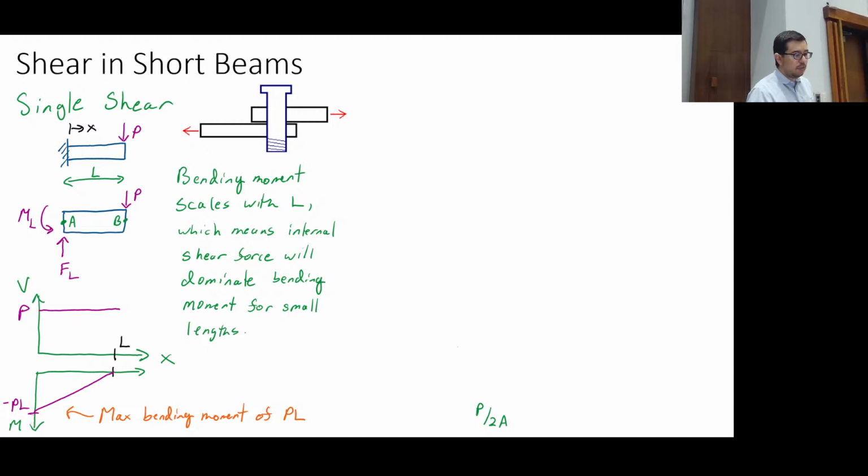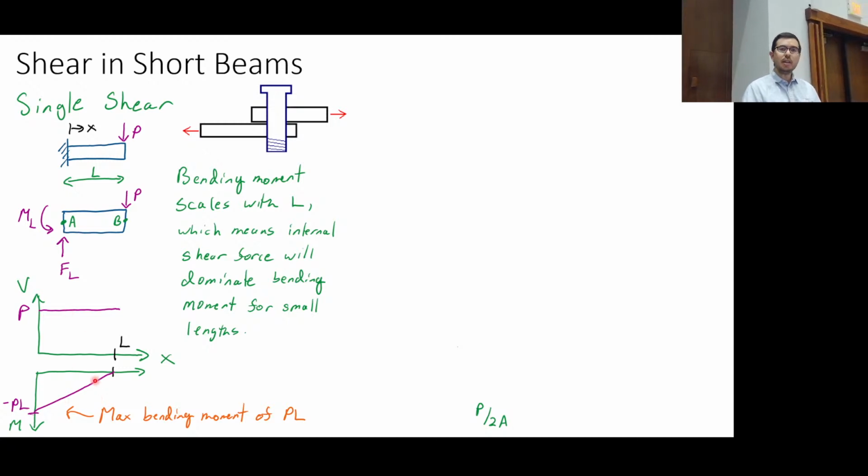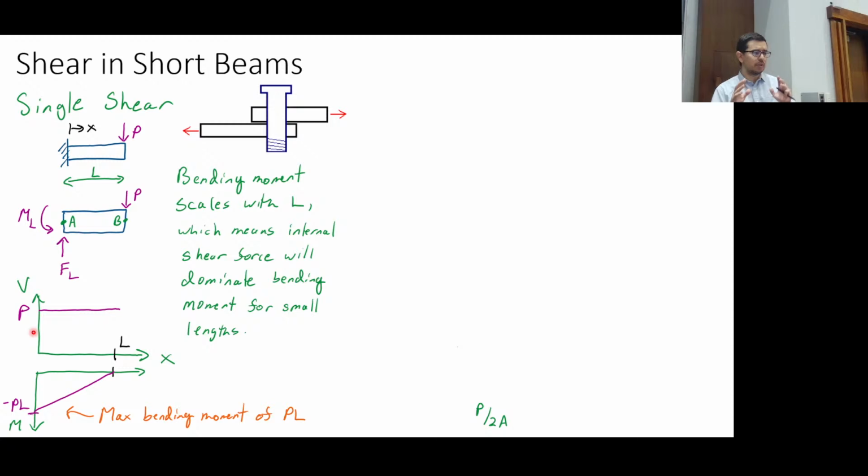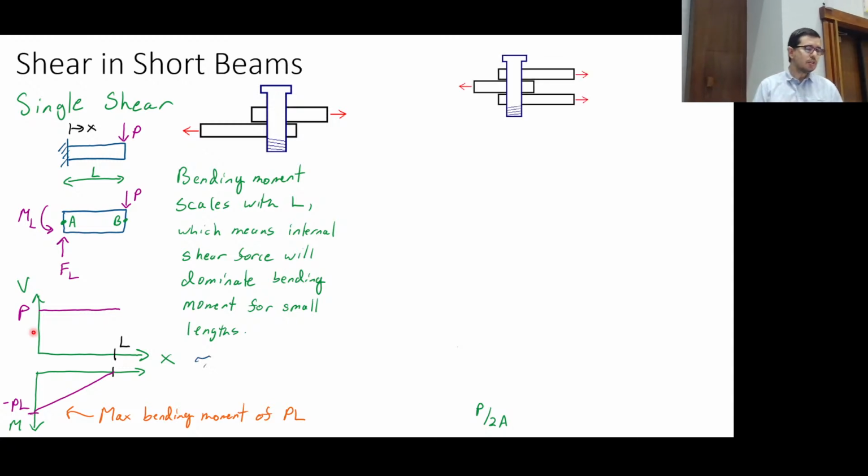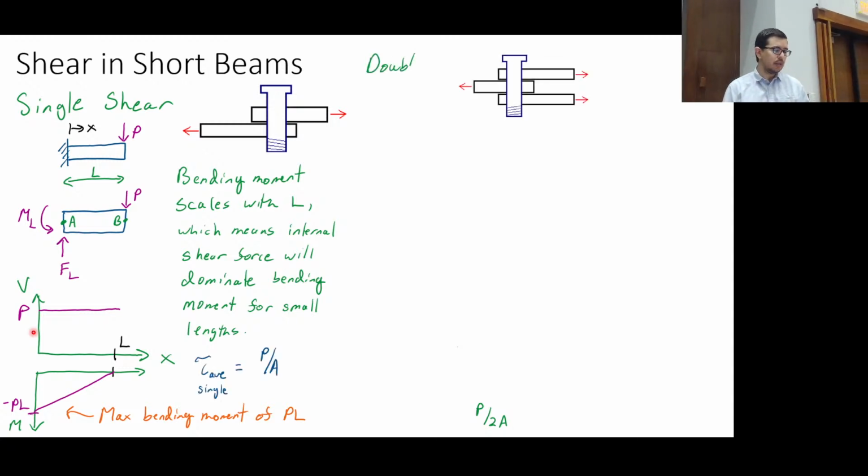But if I make L small, then there's a possibility that the bending moment is itty bitty, and when it's that small, that means that the shear force is going to dominate. So this is for single shear. Similar story for double shear.